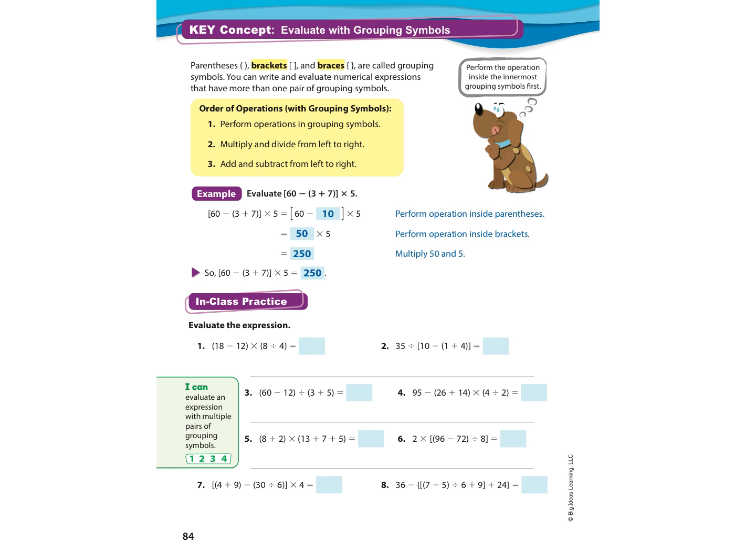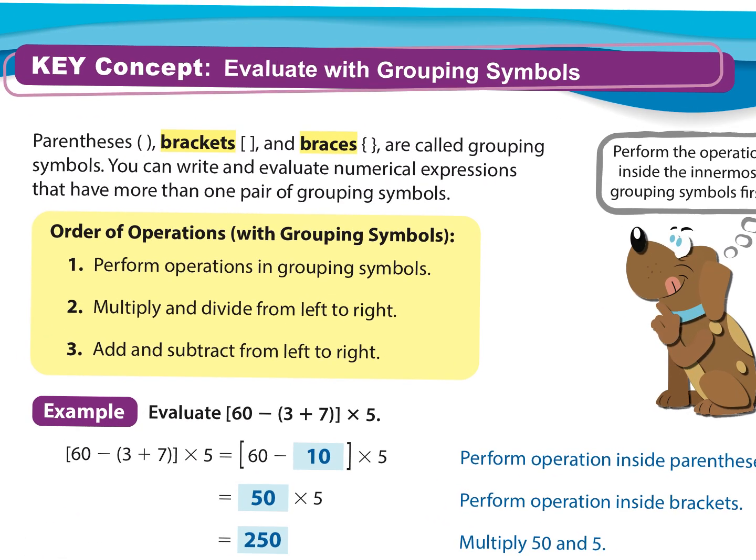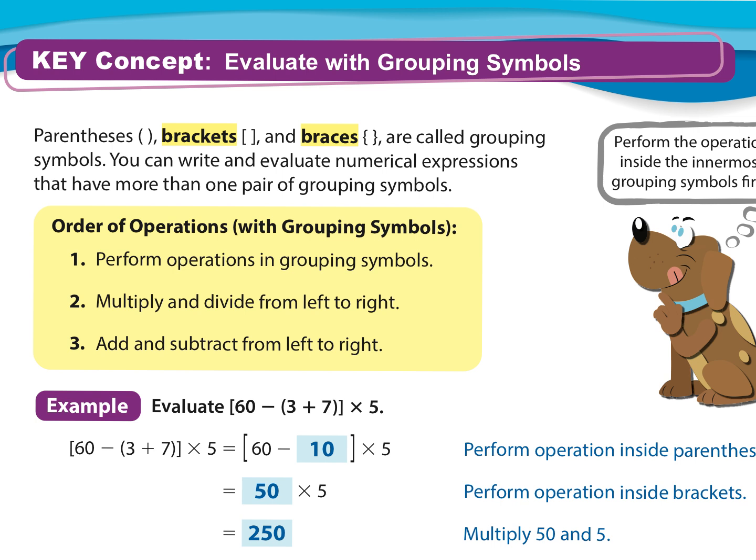So grouping symbols are things like parentheses, but they can also be brackets, which you see here. They look like the little ends of a rectangle. So we call these brackets. And then we also have braces, which are like the little squiggly parenthesis looking things. And all of these are what we call grouping symbols.